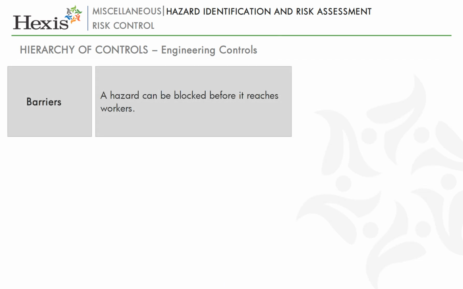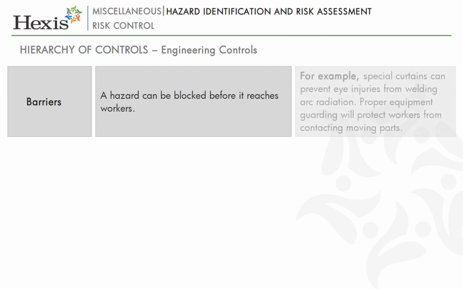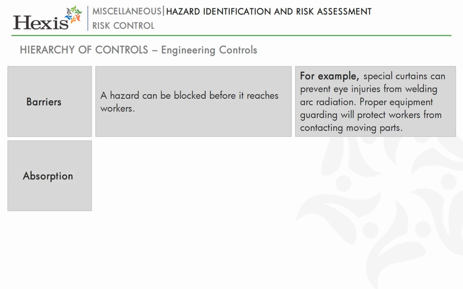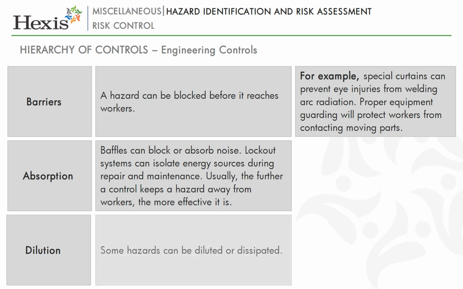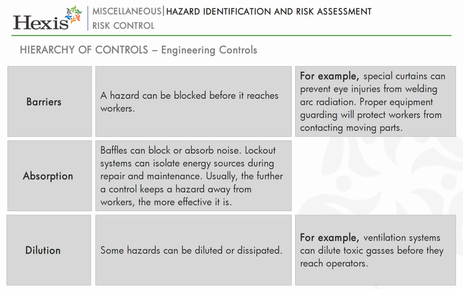Barriers. A hazard can be blocked before it reaches workers. For example, special curtains can prevent eye injuries from welding arc radiation. Proper equipment guarding will protect workers from contacting moving parts. Absorption. Baffles can block or absorb noise. Lockout systems can isolate energy sources during repair and maintenance. Usually, the further a control keeps a hazard away from workers, the more effective it is. Dilution. Some hazards can be diluted or dissipated. For example, ventilation systems can dilute toxic gases before they reach operators.